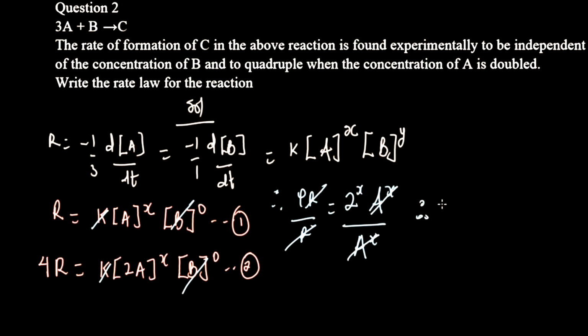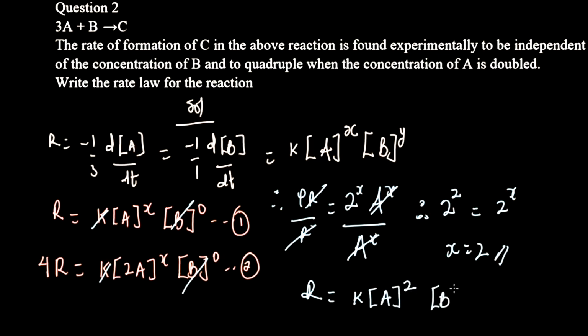So we therefore have that 4 is the same thing as 2 raised to power 2, and we have 2 raised to power X here. So when we evaluate the power, we have that X equals 2. So this is the final answer. We can therefore say that the rate equals K[A] raised to power 2, and B raised to power 0. So the overall order of the reaction is 2 plus 0, and that's 2. So I hope you got it. Thank you.